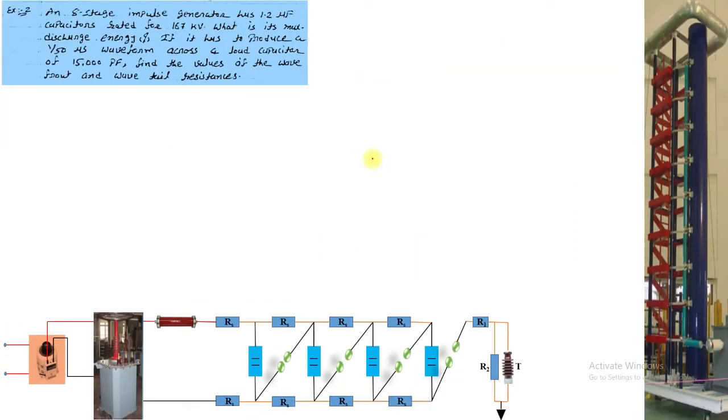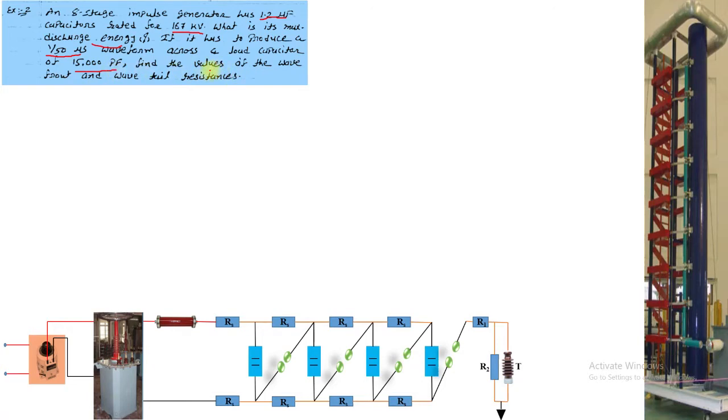Okay, a similar example, but with some modifications. Here we have an impulse generator of 8 stages, which has 1.2 microfarad capacitors rated for 167 kilovolt. We need to determine its maximum discharge energy if it has to produce 1 by 50 microseconds. According to the American standard, the lightning impulse voltage wave is standardized as 1 by 50 microsecond across a load capacitor of 15,000 picofarad.